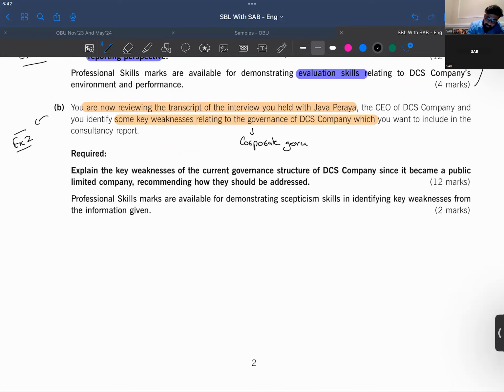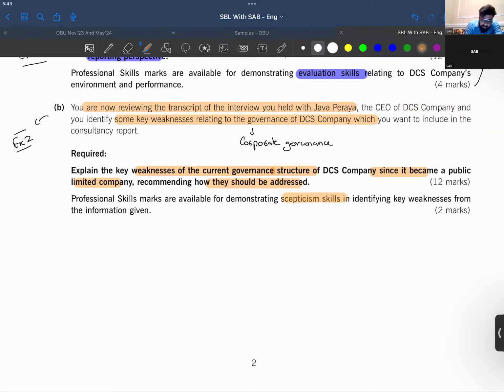Obviously, we're going to be discussing this chapter before attempting this requirement, so don't you worry. But before that, I just need to make sure that you remember what corporate governance was. You have an idea of what exactly it wants, right? You want to include in the consultancy report for DCS company: explain the key weaknesses of the current governance structure of DCS company since it became a public limited company, recommending how they should be addressed, right?